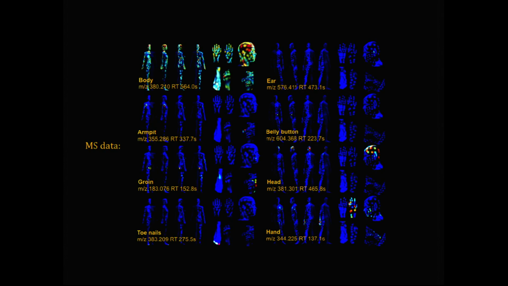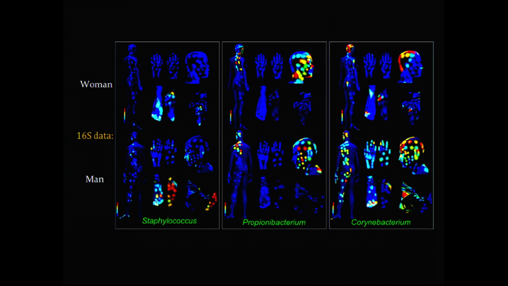So here blue means that there's nothing, the hottest colors like red means there's a lot of something. So you can see some molecules, just the mass peaks are represented here all over the body, some in the armpits or the groin or the toenails. And we can do the same for the bacteria, where things like Staphylococcus is in the moist areas like the feet and the nose like you'd expect, Propionibacterium in the head and shoulders, Corynebacterium more broadly distributed on the body.